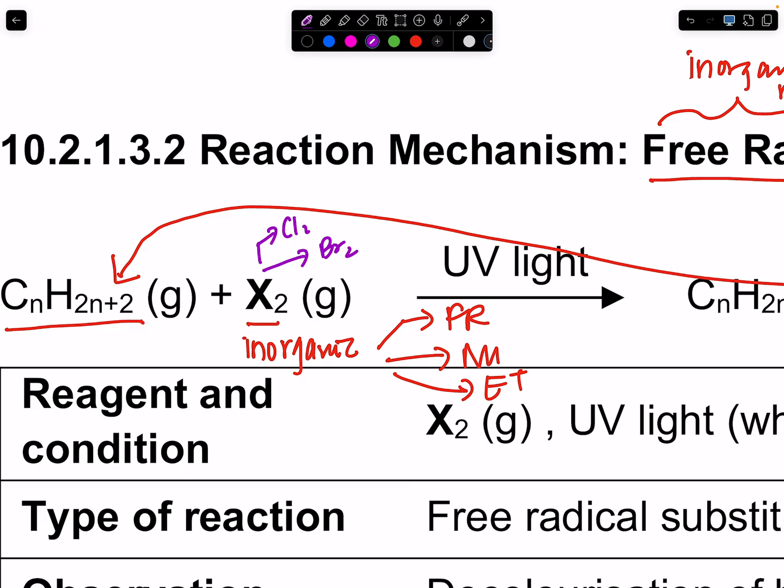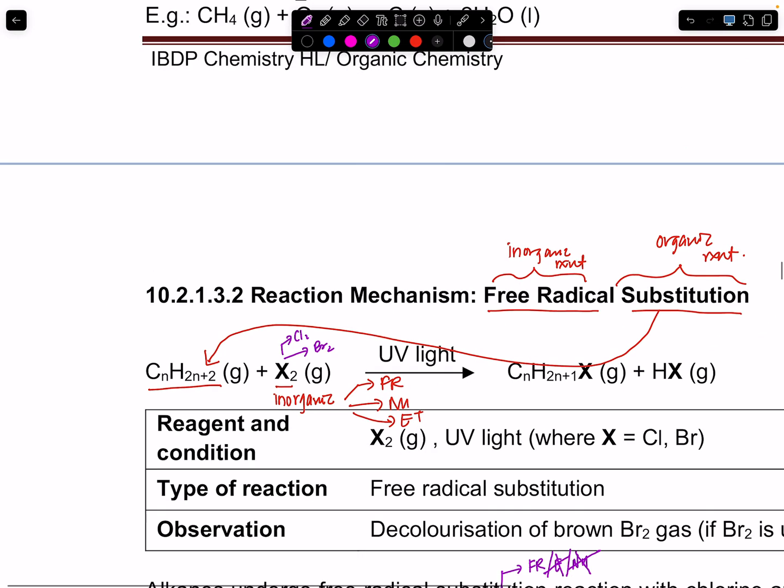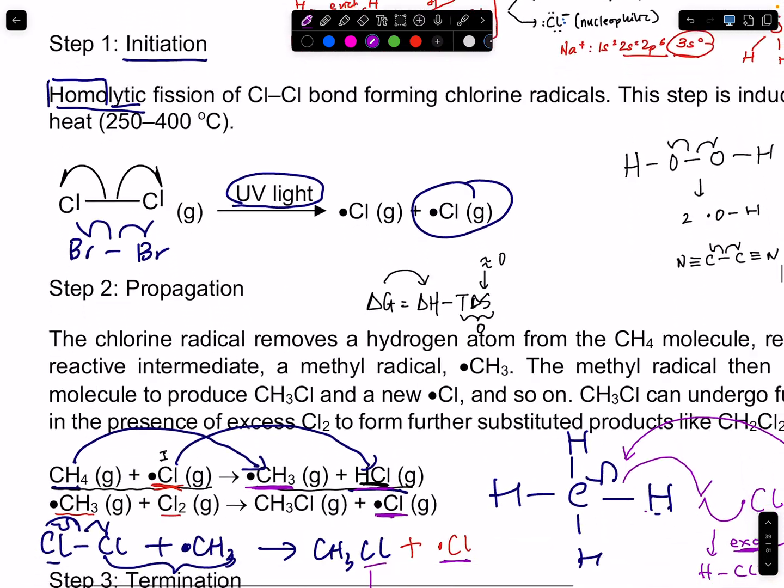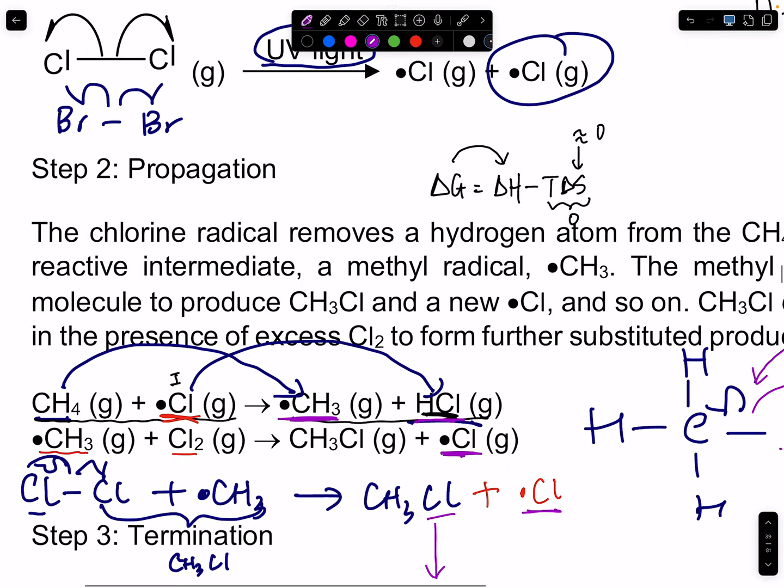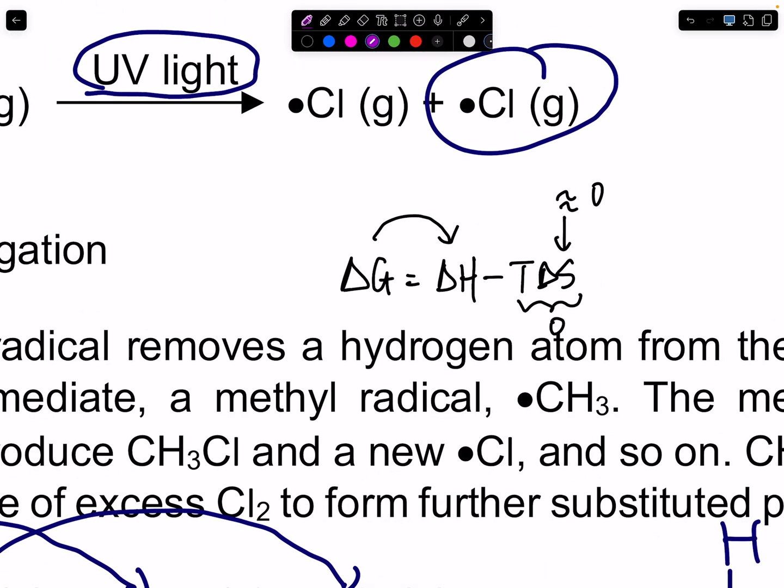It is because fluorine is a very, very strong oxidizing agent. It will oxidize the whole alkane molecule to carbon dioxide and water. So that's why we don't do free radical substitution with fluorine. But for iodine, it is because of the propagation step. Just in case you want to know why iodine cannot be used, you need to study the Gibbs free energy equation.